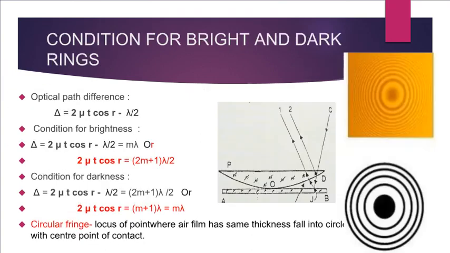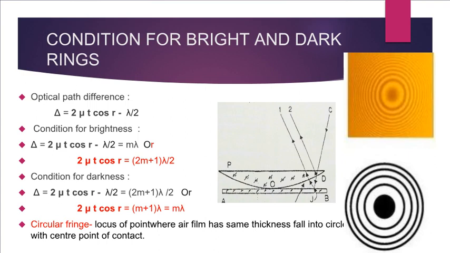Just look at the diagram. The ray 1 incident at the point D is partially reflected from the upper surface of the air film and refracted along point J as ray 2. At J there is an air to glass boundary. The refracted part of the ray, now reflected at J, suffers a 180-degree phase change and travels as ray 1. Since rays 1 and 2 are essentially coherent rays from a single ray, they will interfere to give a fringe. Optical path difference delta is 2 mu t cos r minus lambda by 2.